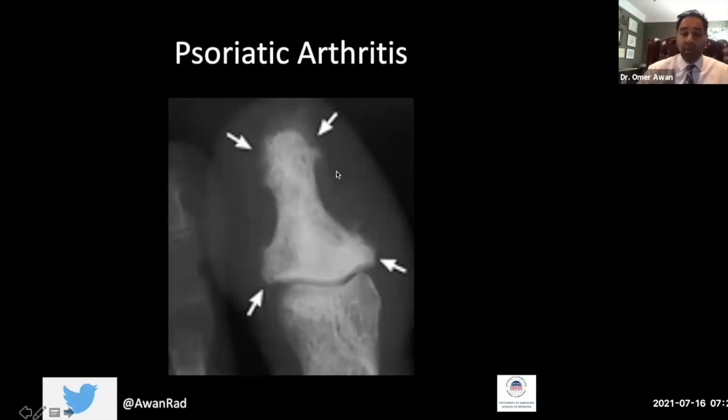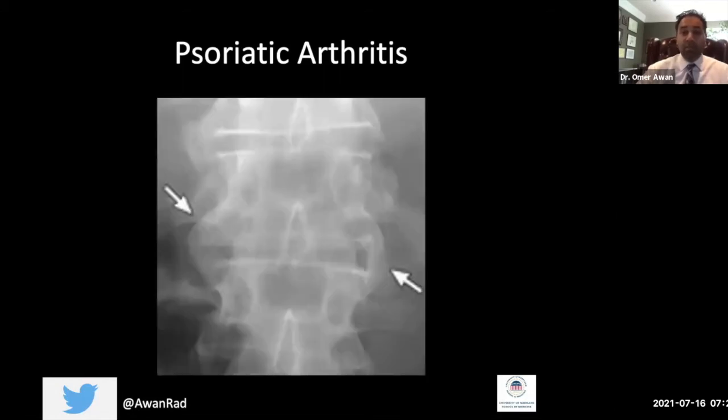I hope you get the picture. Multiple erosions, distal distribution, periostitis. Always think about psoriatic arthritis.